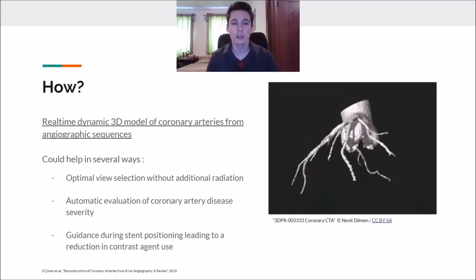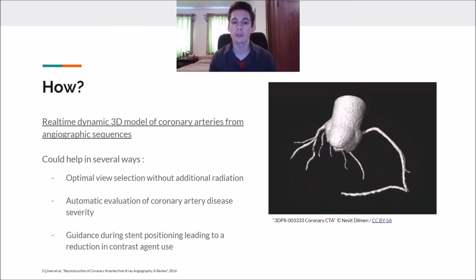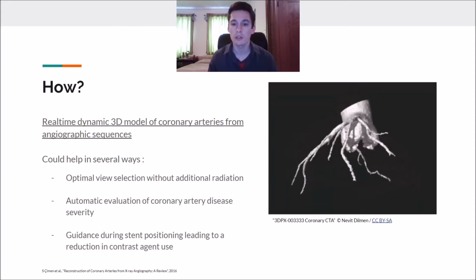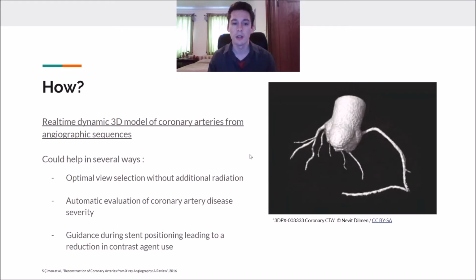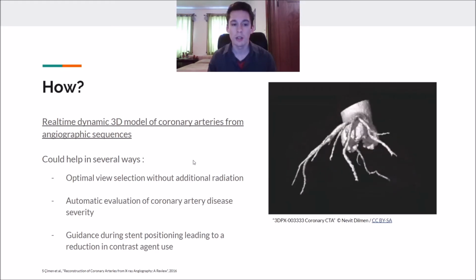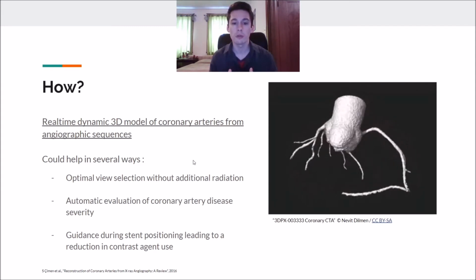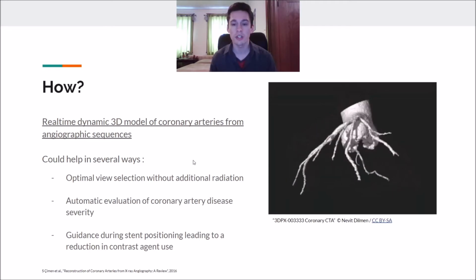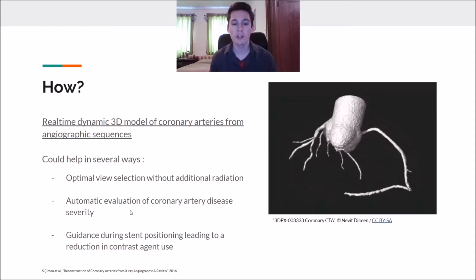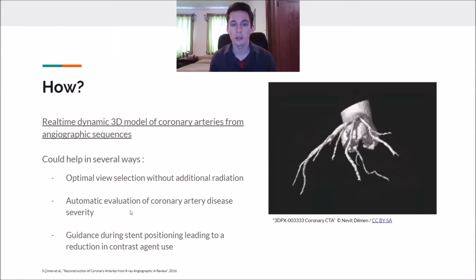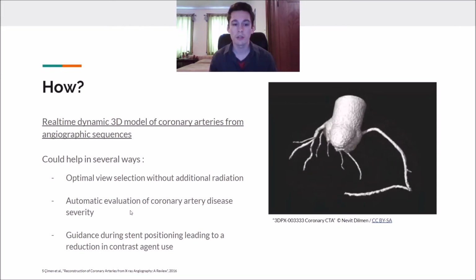I want to help cardiologists by creating a real-time dynamic 3D model of the coronary arteries from the angiographic sequences. It would look a bit like this one, plus the time dimension added. That could be helpful in several ways. It could help them choose the optimal views that would reduce the total radiation received by the patient. It could also do an automatic evaluation of the severity of the disease to help them choose the right treatment.